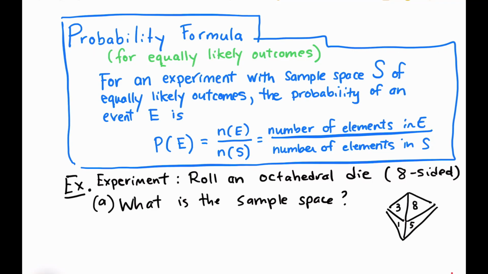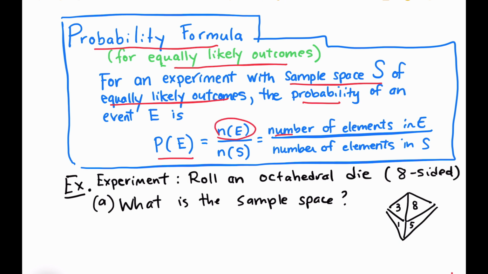In this video, we will learn how to calculate probabilities. And so we're going to start off with the classical probability formula. This only applies when there are equally likely outcomes, which I'll explain. So for an experiment with a sample space S of equally likely outcomes, the probability or the chance of an event E occurring is given by P of E is equal to the number of elements in E, and then we divide by the number of elements in S.